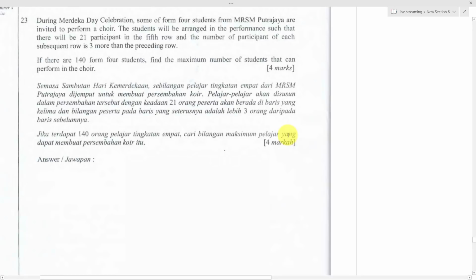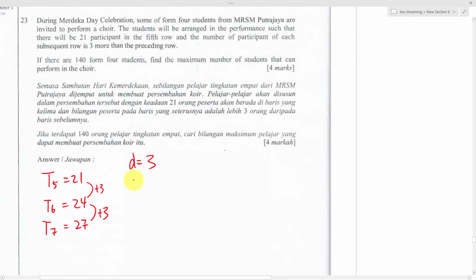So during the Merdeka Day celebrations, 140 students from MRSM Putrajaya are invited to perform a choir. The students will be arranged in the performance such that there will be 21 participants in the 5th row, and the number of participants in each subsequent row is 3 more than the preceding row. So basically the 5th row here is 21. The next one will be plus 3, 24. The next one will be plus 3 again, 27, and so on. So over here, at least I know my d equals 3 because it's plus 3, isn't it? So my d is 3.